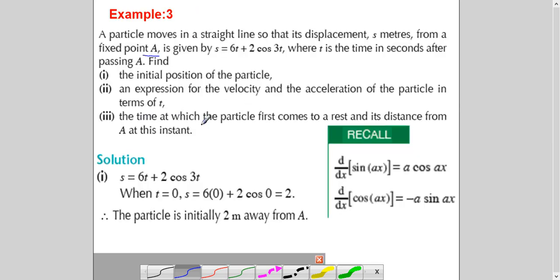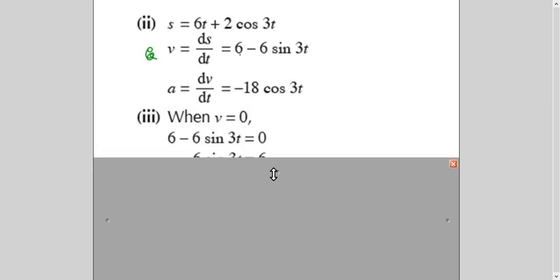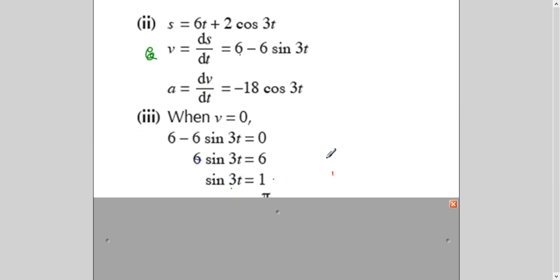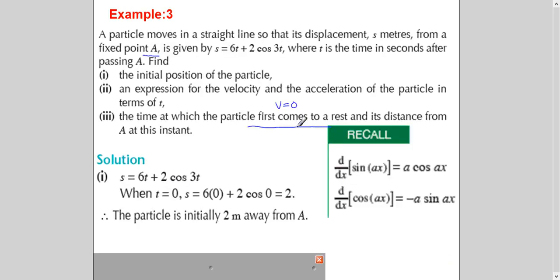Now the question is saying find the time at which the particle first comes to rest. First comes to rest means when v is 0. So in the velocity equation, I will put 0 here and I will calculate the value of t. This question is very good. It is also testing your knowledge of trigonometry. One question is covering concepts of 2 chapters here. So with simple manipulation, sine 3t will be 1. And we know from the sine graph that the angle gives us value 1 at pi by 2 or 90 degrees. So 3t is equal to pi by 2 and t is equal to pi by 6. So you found the time.